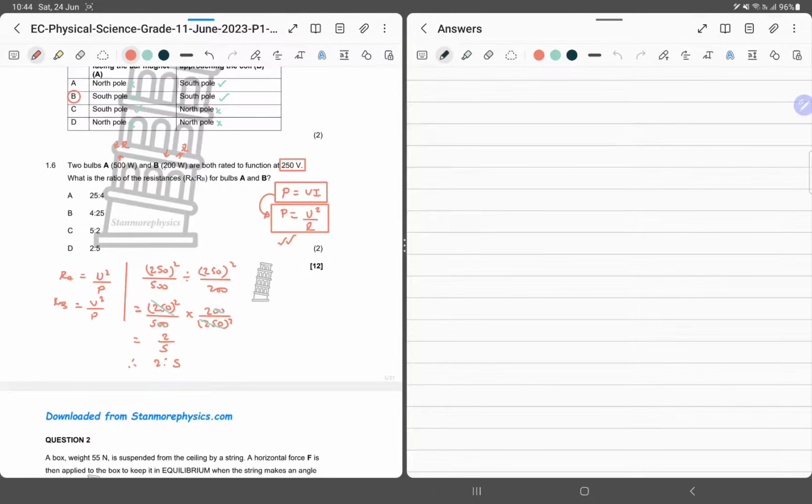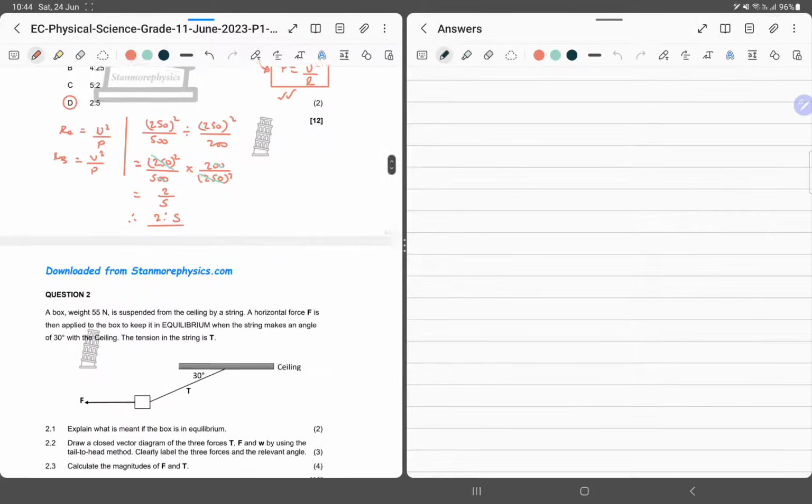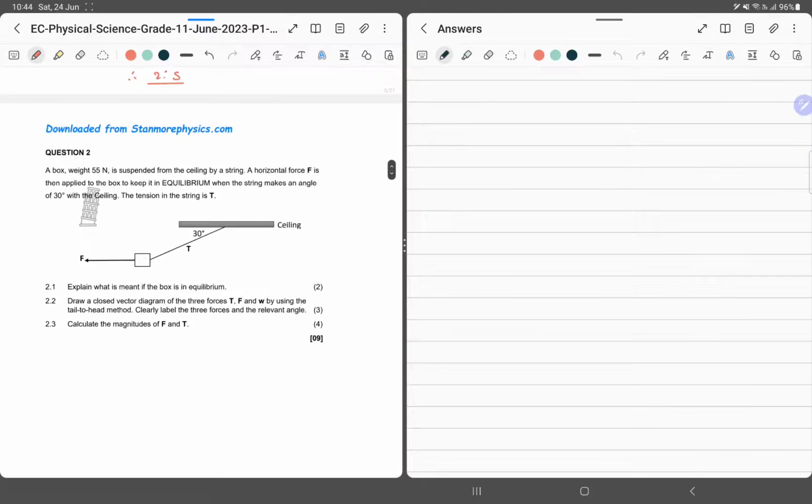Obviously, we saw that the lesser resistance will have a higher power. The greater resistance will have a lower power. So they are in that ratio 2:5. Now that becomes D. Again, it's one of those questions you want to watch out for because they're indirect and therefore they demand a little bit more from a student. Okay, let's move on to question 2. Now we're going to start doing some serious work.